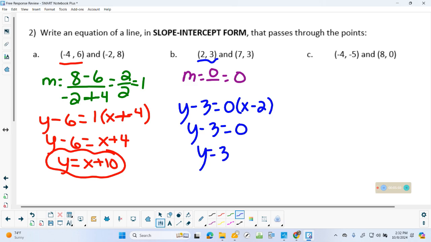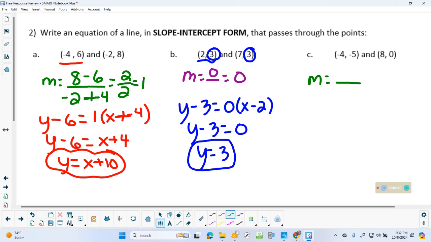Now, like I said, I could have skipped all of this blue work, and I knew from the ordered pairs it was going to be y equals 3, because they're both the same. So you could have done that with very little work. Okay, C. All right, you guys are up. What's the slope? Give you a second.